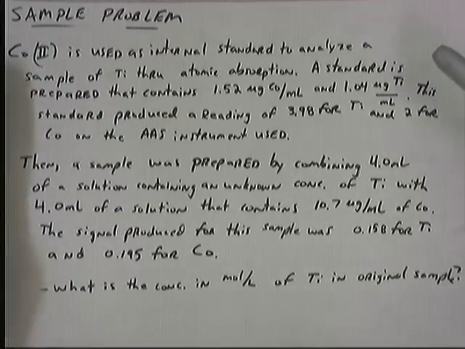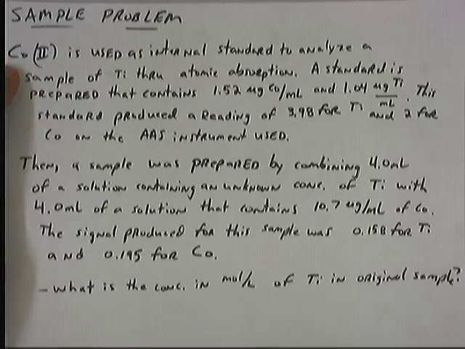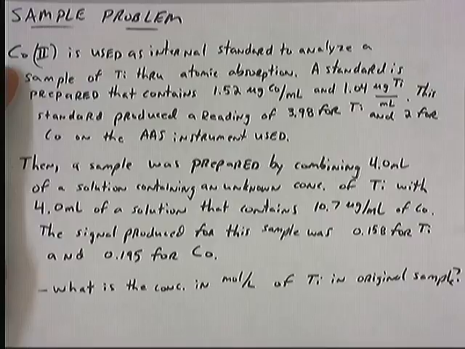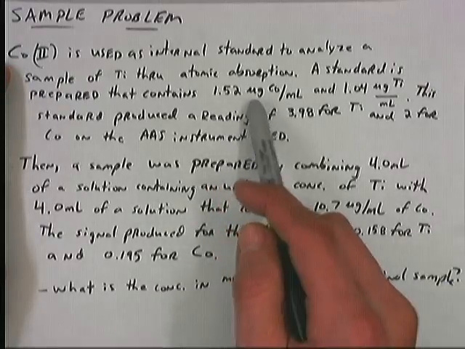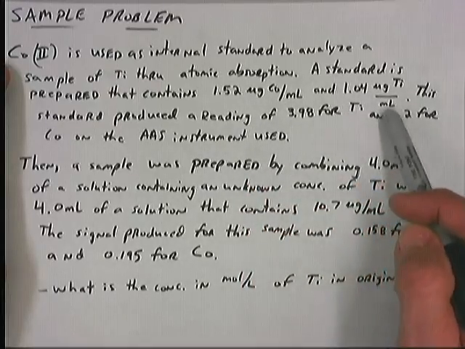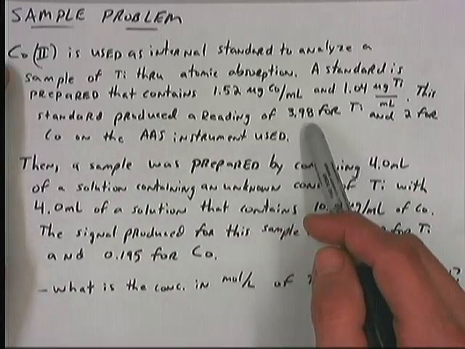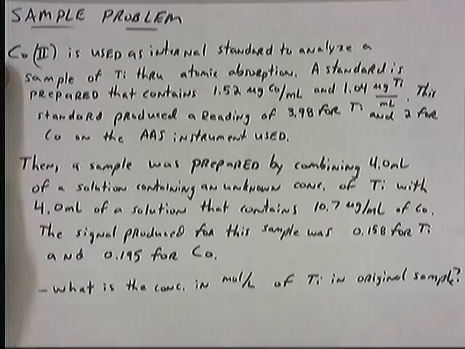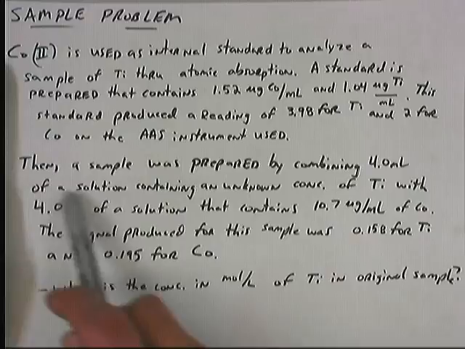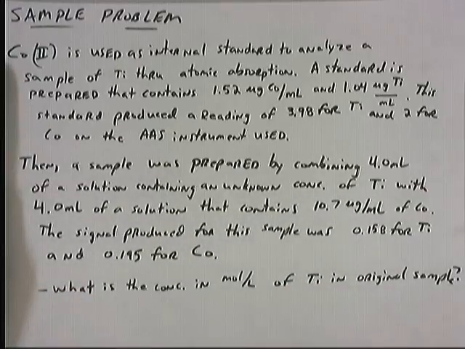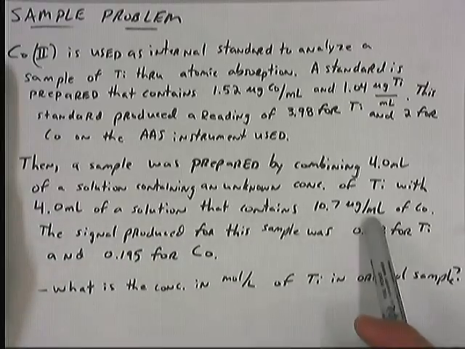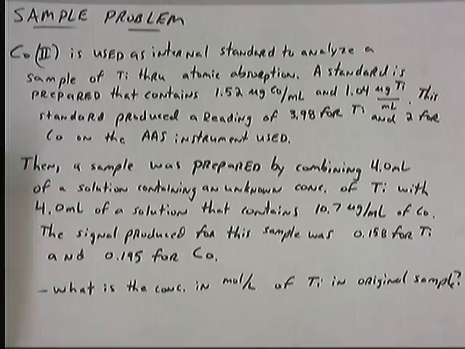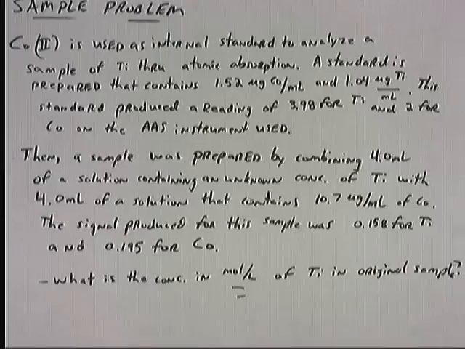Okay. So the problem reads that cobalt 2 ion, aqueous ion, is used as an internal standard to analyze a sample of titanium through atomic absorption spectroscopy. A standard is prepared that contains 1.52 micrograms of cobalt per milliliter and 1.04 micrograms per milliliter of titanium. This standard produced a reading of 3.98 for titanium and a reading of 2.0 for cobalt on the atomic absorption instrument used. After that, a sample was prepared by combining 4 milliliters of a solution that contained an unknown concentration of titanium with 4 milliliters of solution that contains 10.7 micrograms per milliliter of cobalt. The signal produced for this sample was 0.158 for titanium and 0.195 for cobalt. We want to know the molarity of titanium in the original sample.